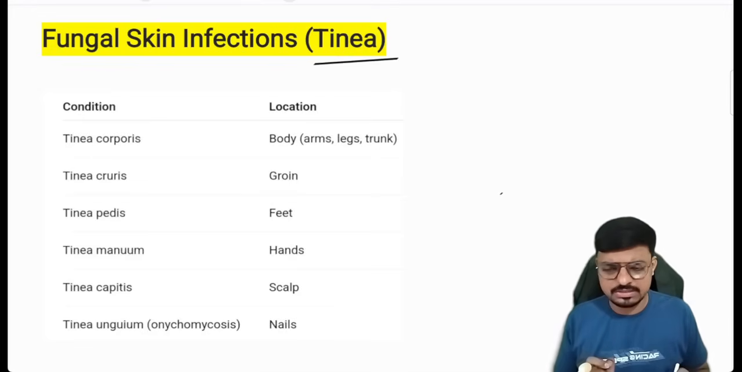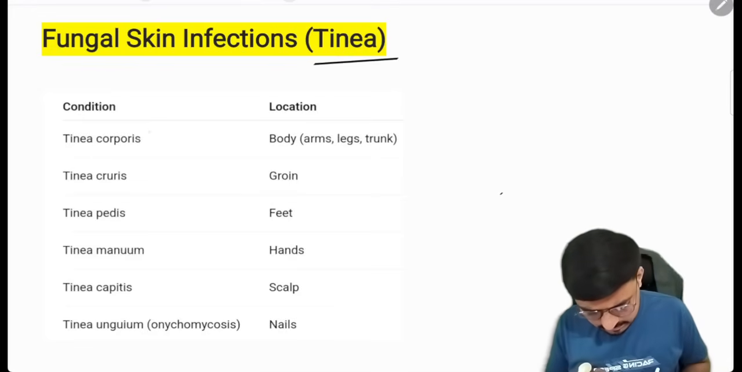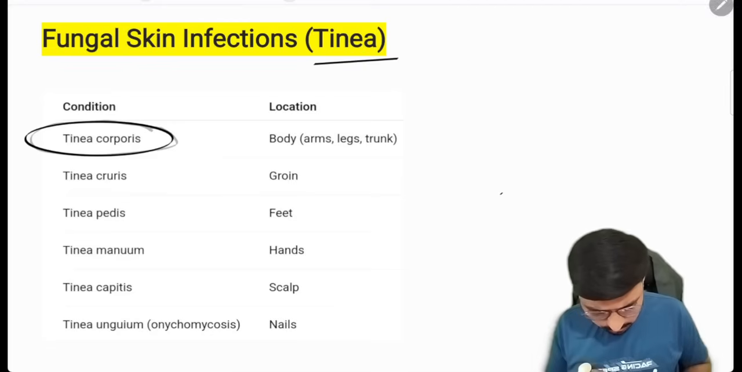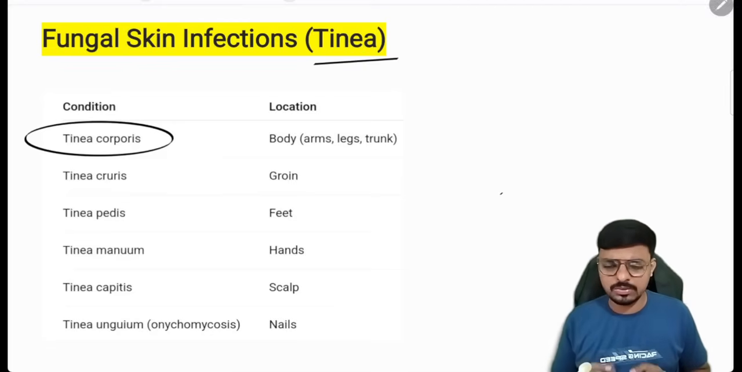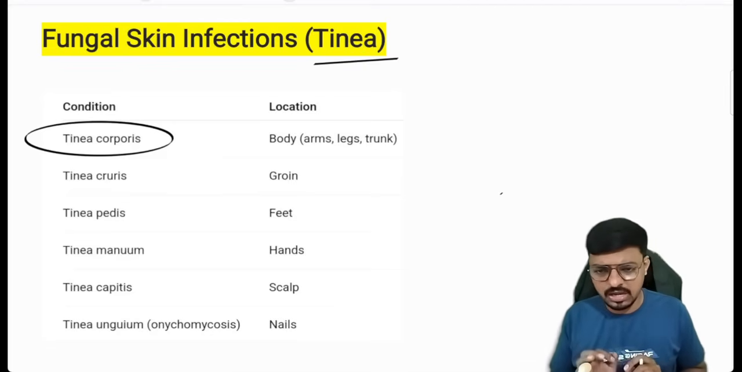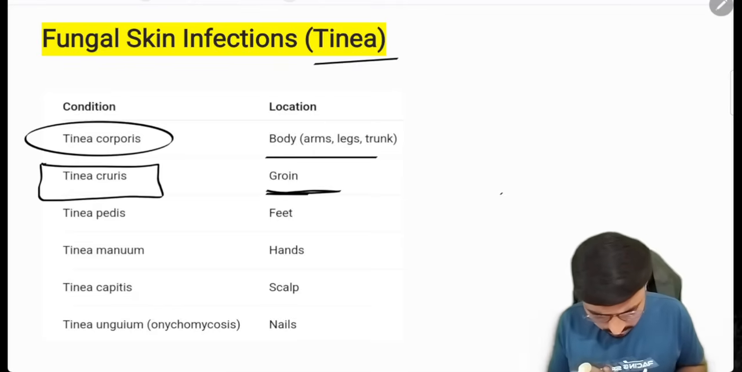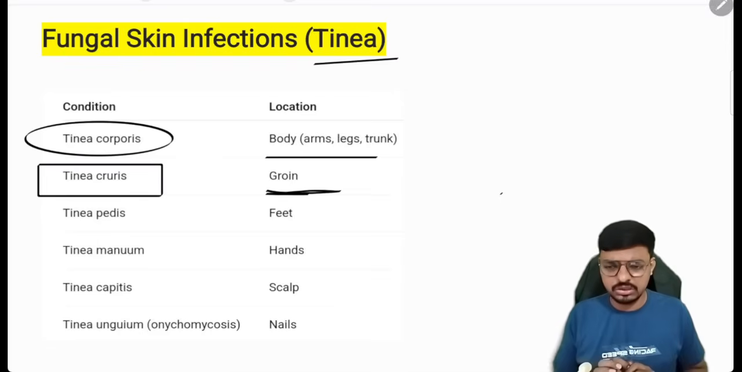If the tinea, the fungal infection, is happening to the entire body, we call that tinea corporis. Okay, so fungal infection of the entire body, we call tinea corporis. If the fungal infection is happening only in the groin region, that is what we call tinea cruris. Okay, so this is what we call tinea cruris, right?